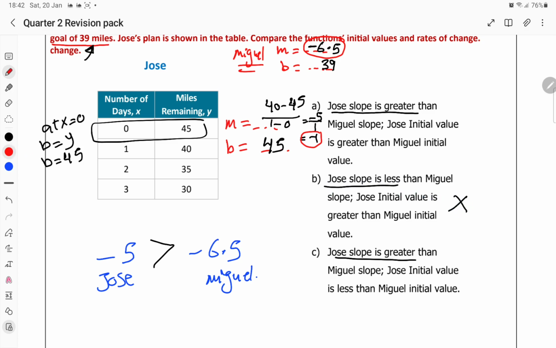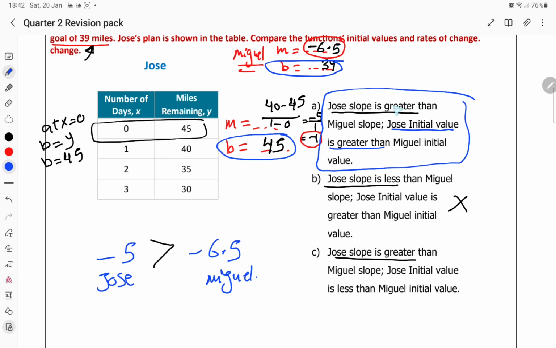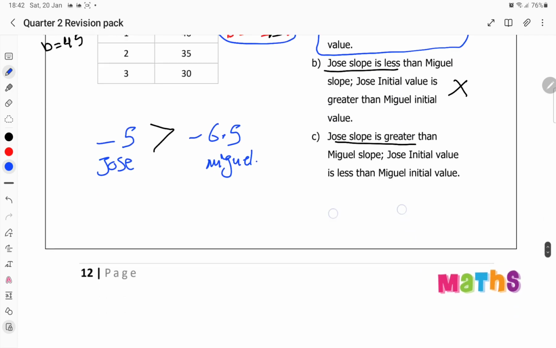And what about the initial value? Here the B is 39 and here the B is 45. So of course the 45 is greater, so Joss' initial value is also greater. This is the correct answer, which has the slope greater and the initial value also greater.